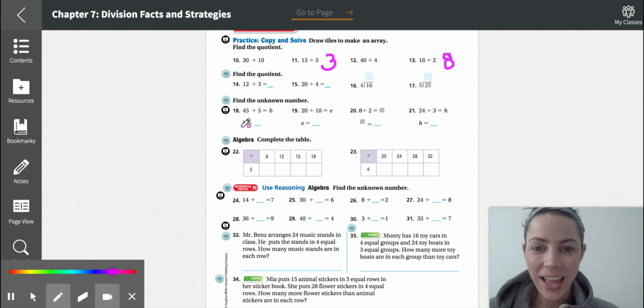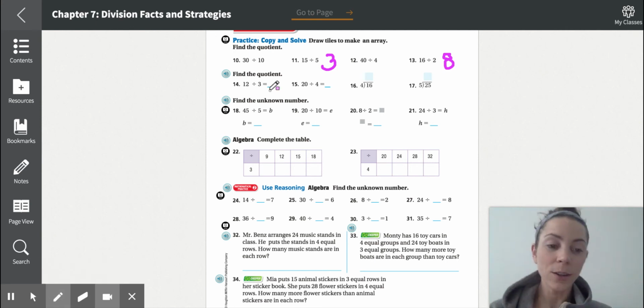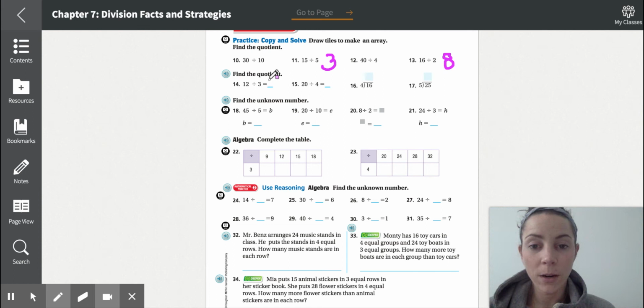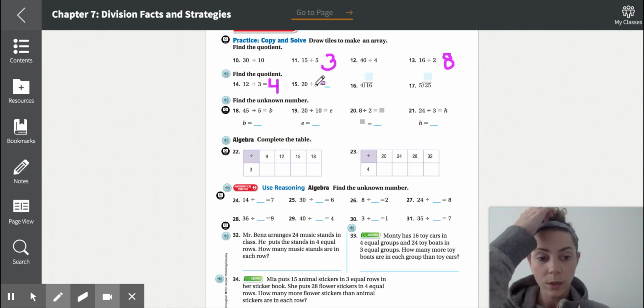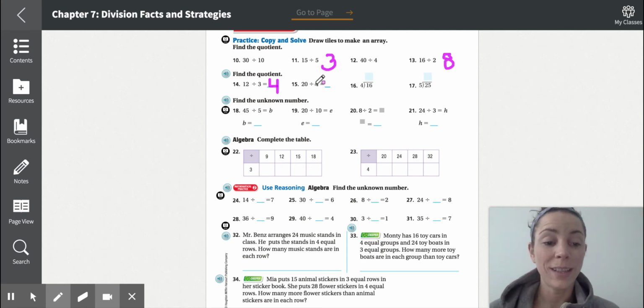Not sure if anybody had to do 12 divided by 3, but we've done that one enough today that we should know that that's 4. 20 divided by 4, let's do the twos. Remember, 4 is really 2 twos. So 20 divided by 2 is 10. 10 divided by 2, cut 10 in half, it'd be 5.